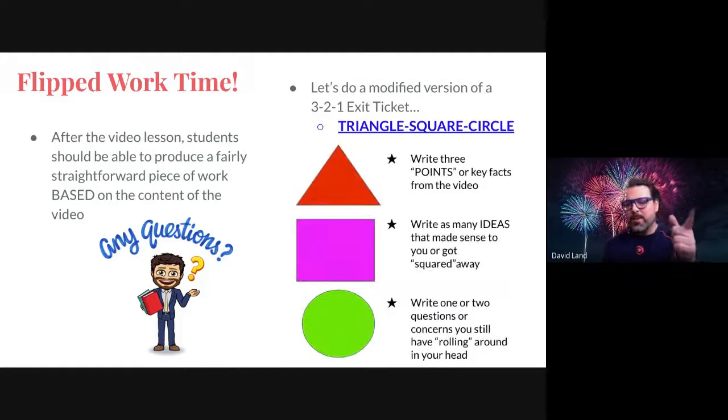So on a piece of paper, here's what I want you to do. I want you to draw a triangle, a square, and a circle. For the triangle, I want you to write out 3 points, get it? Triangle points, or key facts from the video, anything that you picked up, just straight facts, something factual. For the square, I want you to write down as many ideas that you found that maybe I presented to you today that really squared with you, like they really got to you, like, yeah, that makes sense. And then on that circle, we're going to treat that like our cabeza. So I want you to write 1 or 2 questions that you have that are still rolling around in that head of yours, all right? And that's what we're going to use as a basis to jump off of, okay?